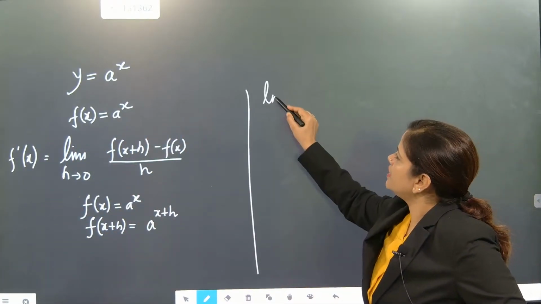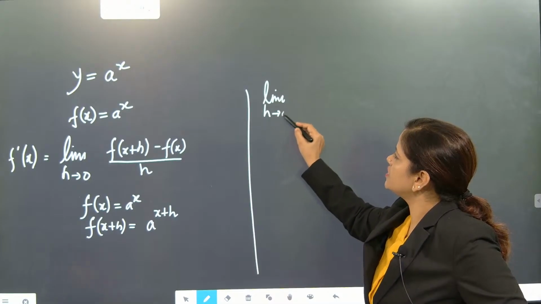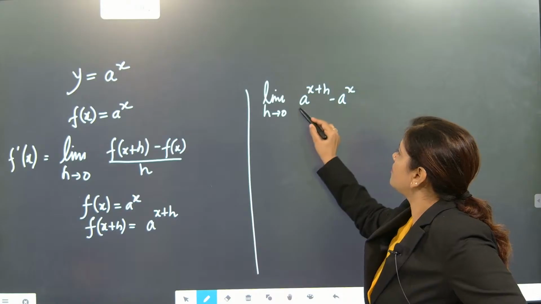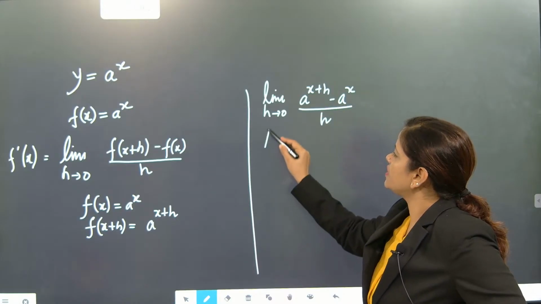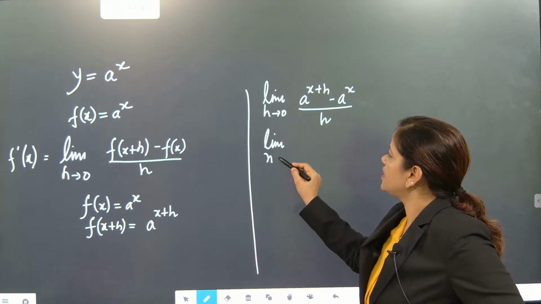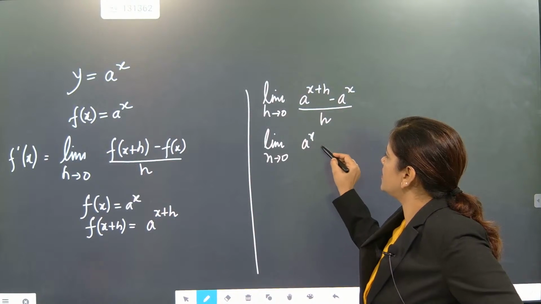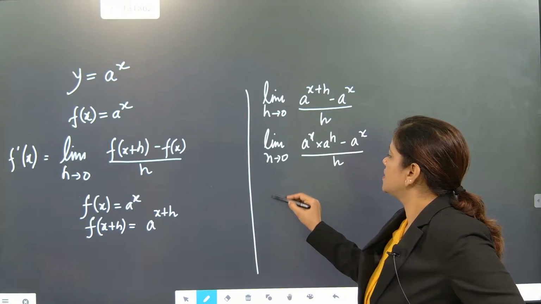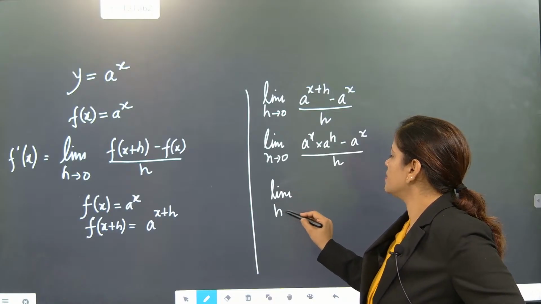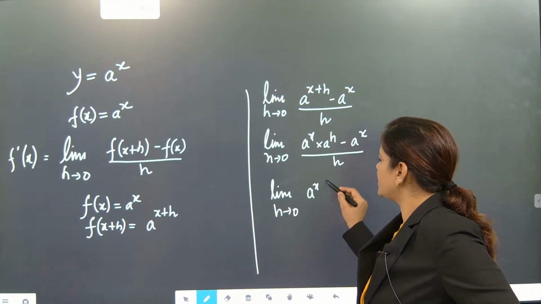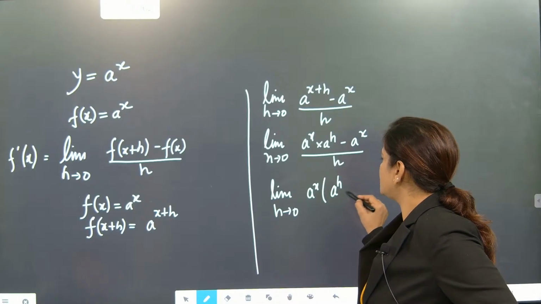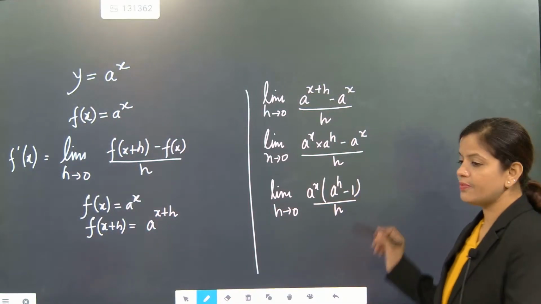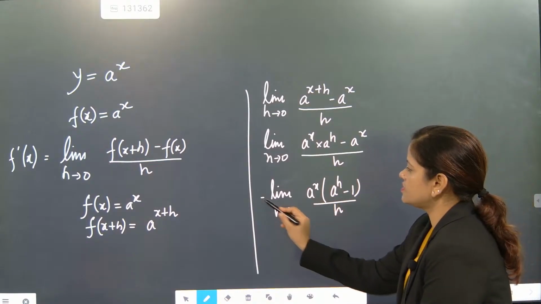It will become limit h tends to 0, a to the power x plus h minus a to the power x by h. Now we will take common: limit h tends to 0, a to the power x into a to the power h minus a to the power x by h. So limit h tends to 0, a to the power x we will take common. It is a to the power h minus 1 by h. Done.